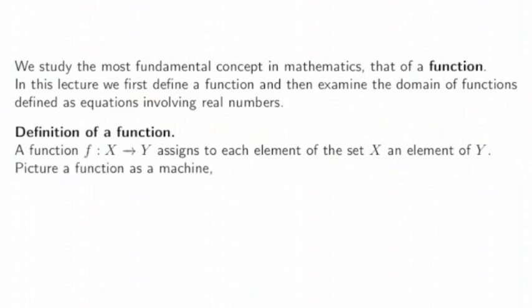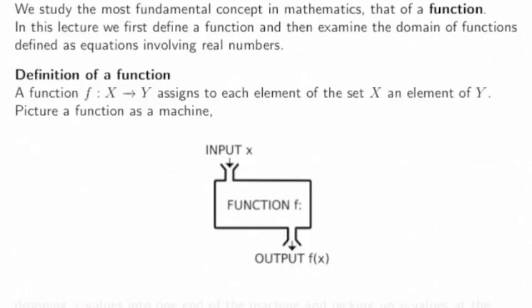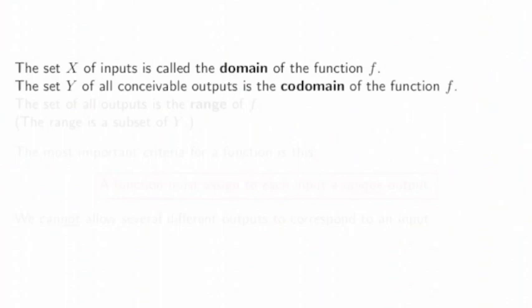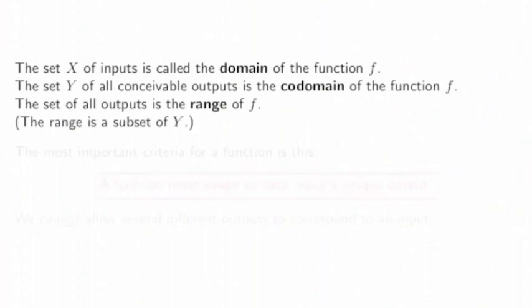We can picture a function as a machine. Here with this machine, we drop in x values and the output will be y values. So from the top of the function, we input x, the function does some type of computation, and we get output f of x. The set x of inputs is called the domain of the function. The set y of all conceivable outputs is the codomain. The set of all true outputs is the range. So the range of a function, the true outputs, is a subset of the codomain y.